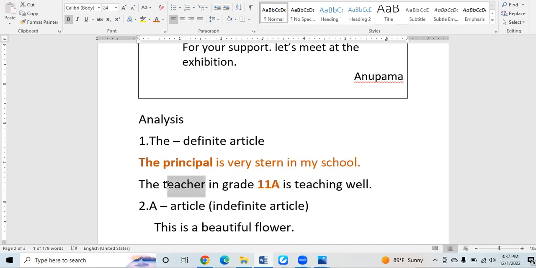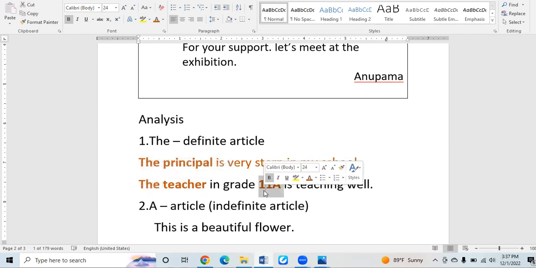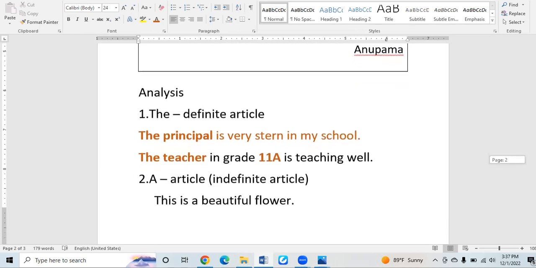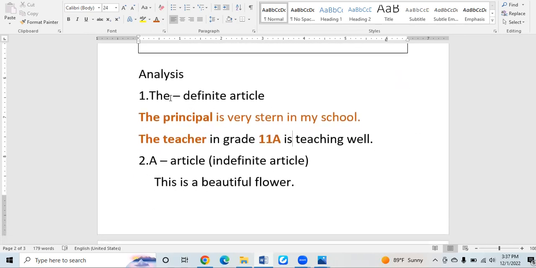So the teacher who is there in grade 11A is teaching very well. That is the word, that is why we use this article there, because you have located this teacher in a relevant area. There are no other teachers located in 11A. So we have specified this teacher, locating her in 11A class. Okay, I suppose you might have understood that. So this is called a definite article.